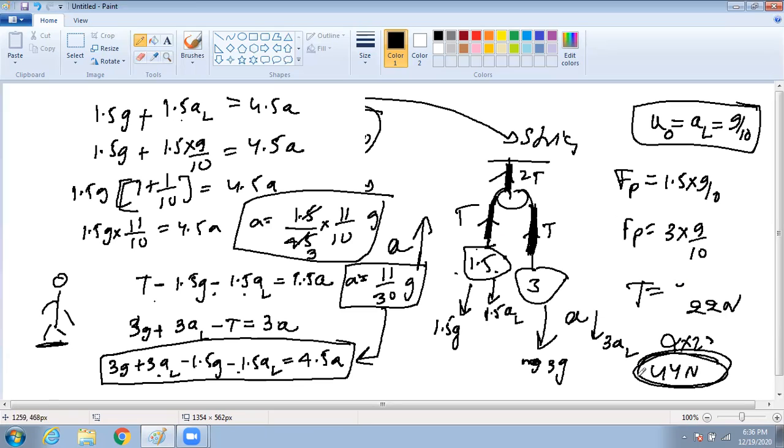Yes or no? So now replace this string with a spring. Now you know that if the tension is 2T, the spring force also will be equal to 2T. That is equal to 44 Newton. Yes or no? That's all we have to find.